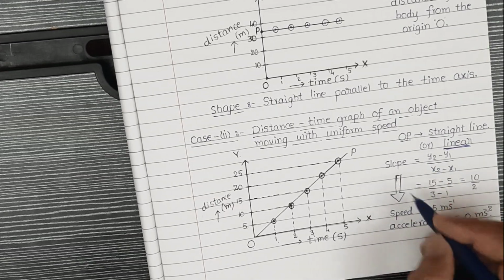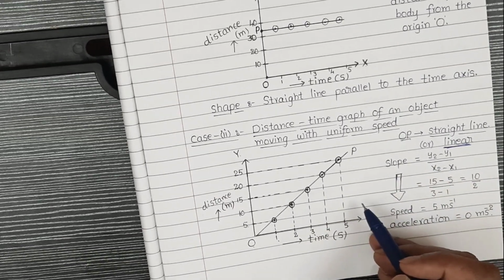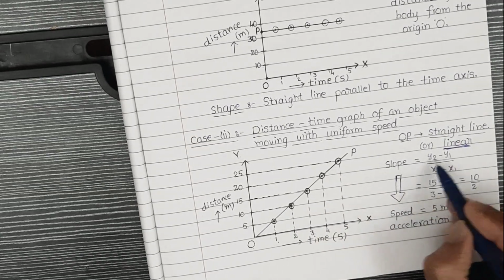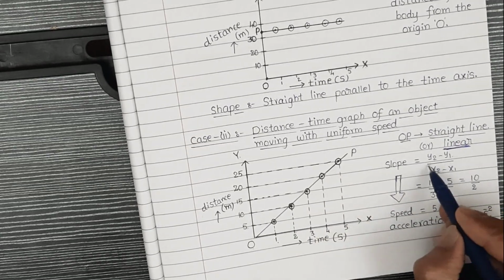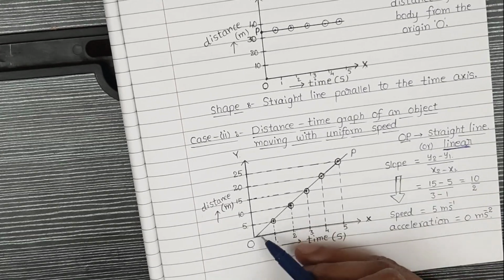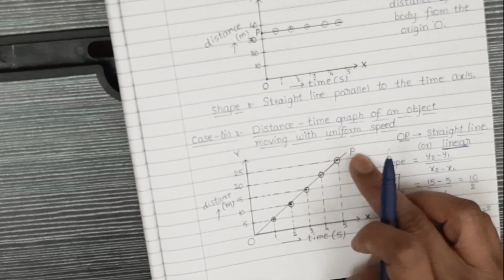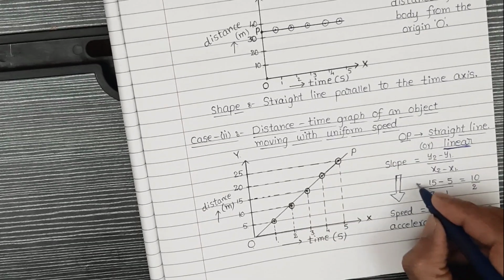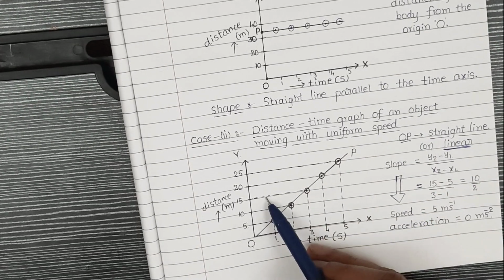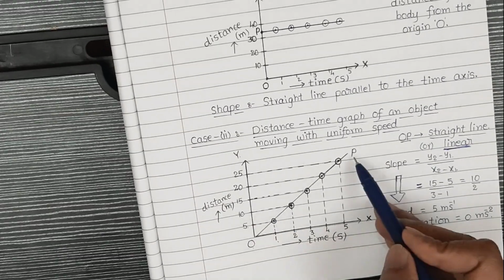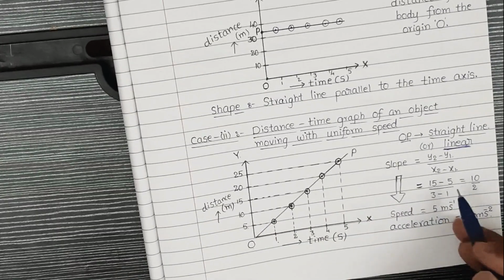Coming to the slope of the graph. How do we find slope? I'm sure you must have learned in mathematics as well. Change in y coordinates, y2 minus y1, by x2 minus x1. We can choose any two coordinates from O to P. Here I have taken 15 and 5. Of course, we can also take 25 and 10, 25 and 0, any two points.